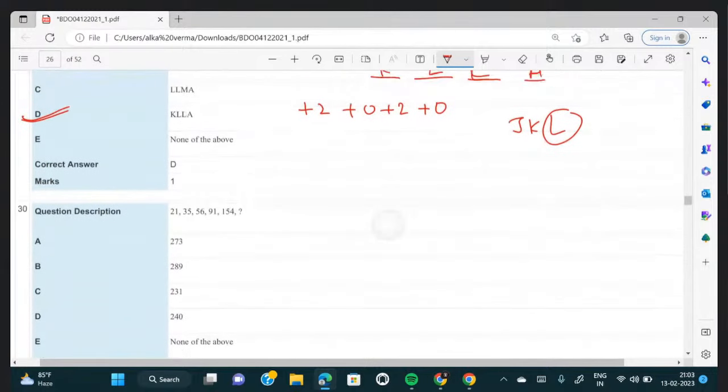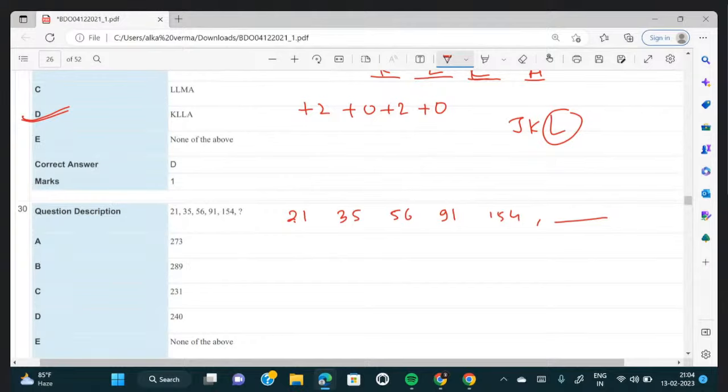Question number 30. Number series 21, 35, 56, 91, 154 and dash. So you can see how many questions are coming from number series and alphabet series. That means in the chapter series, how many number questions are coming. 21, 35, 56, 91 and 154.